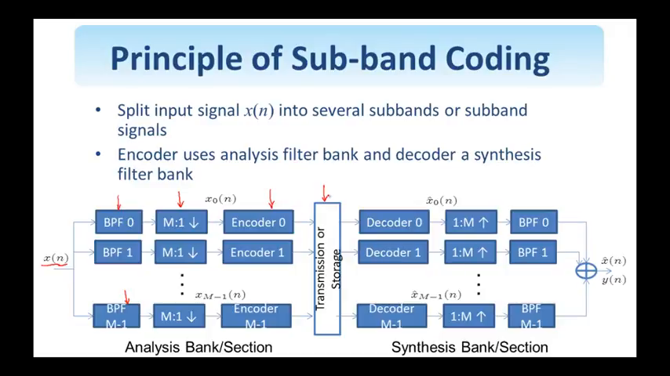At the other end, the decoder, we have the synthesis bank of filters, so each subband is decoded separately, then it's upsampled by a factor of M, and then it's bandpass filtered and all the subbands are added to give an estimate of the original signal. These are operations that should make perfect sense to you at this point because we covered them earlier in class.